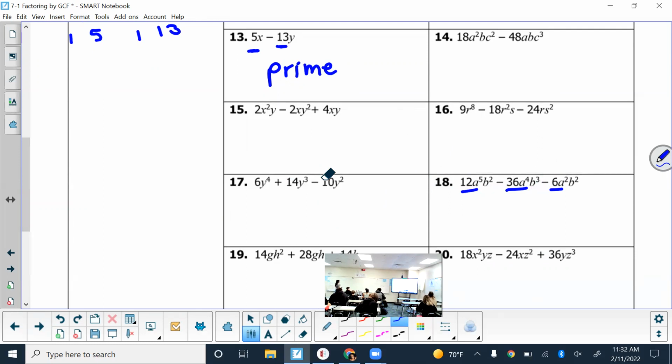Some people in the other class said 2. Some people said 3, which do work. They do divide into all of them. But 6 is the greatest one, right? We want the greatest common factor. So it's 6 that we're dividing out.